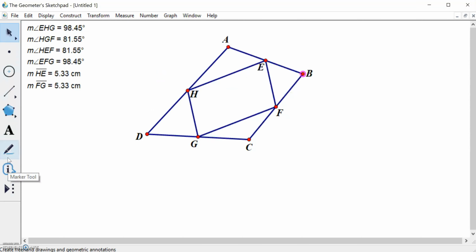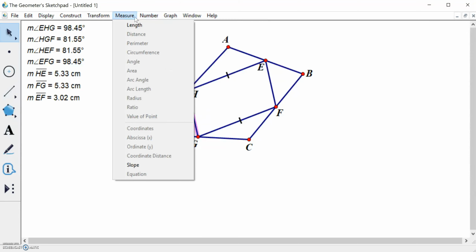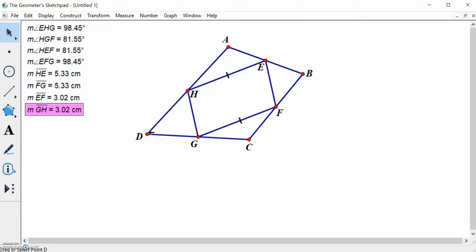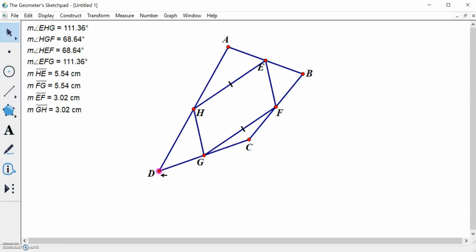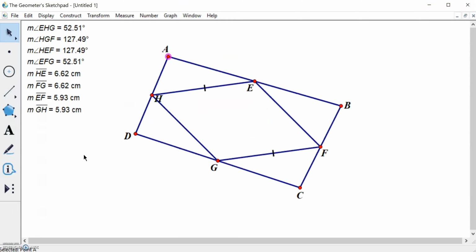We can mark these congruent using the marker tool by clicking on the line once. We will repeat this by measuring the other two sides to see if this holds true. And after using the measurement tool again, we can see that EF and GH are also congruent, no matter how the points are dragged around. And we'll then mark this by clicking on the line twice to say these two lines are congruent.